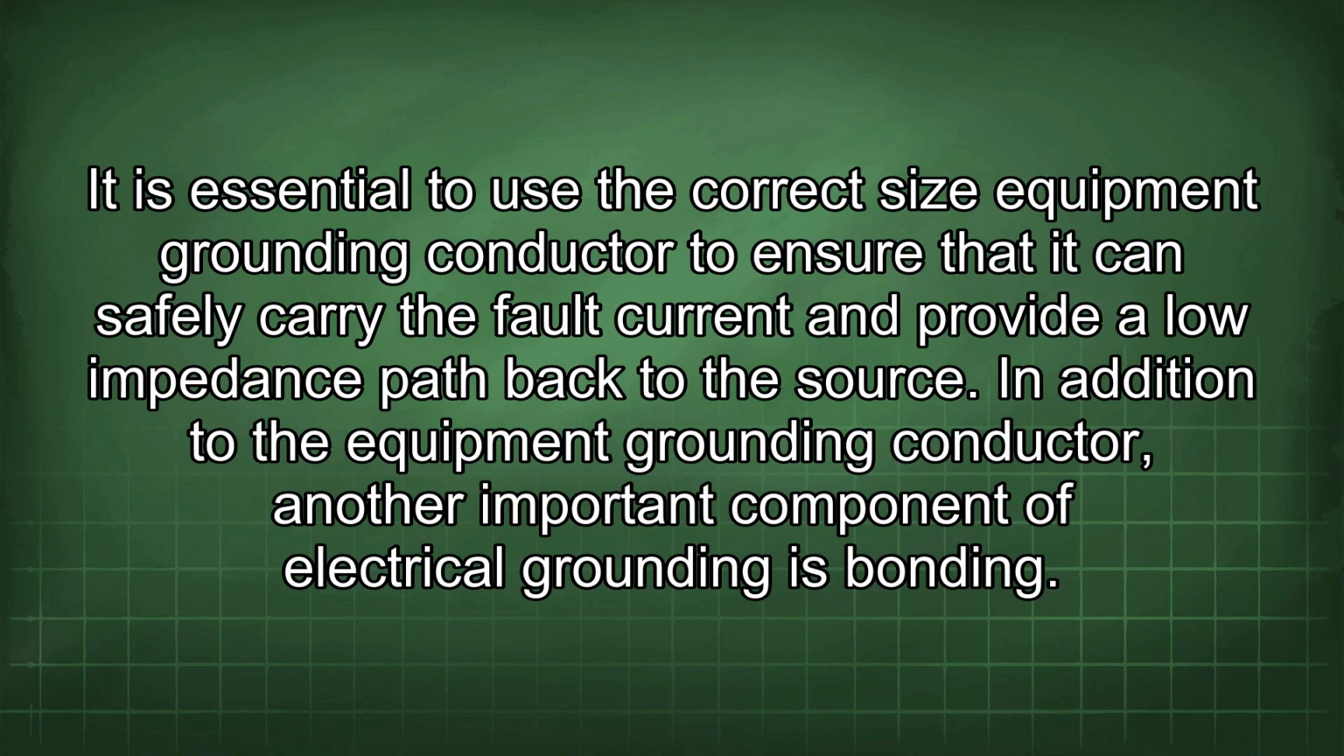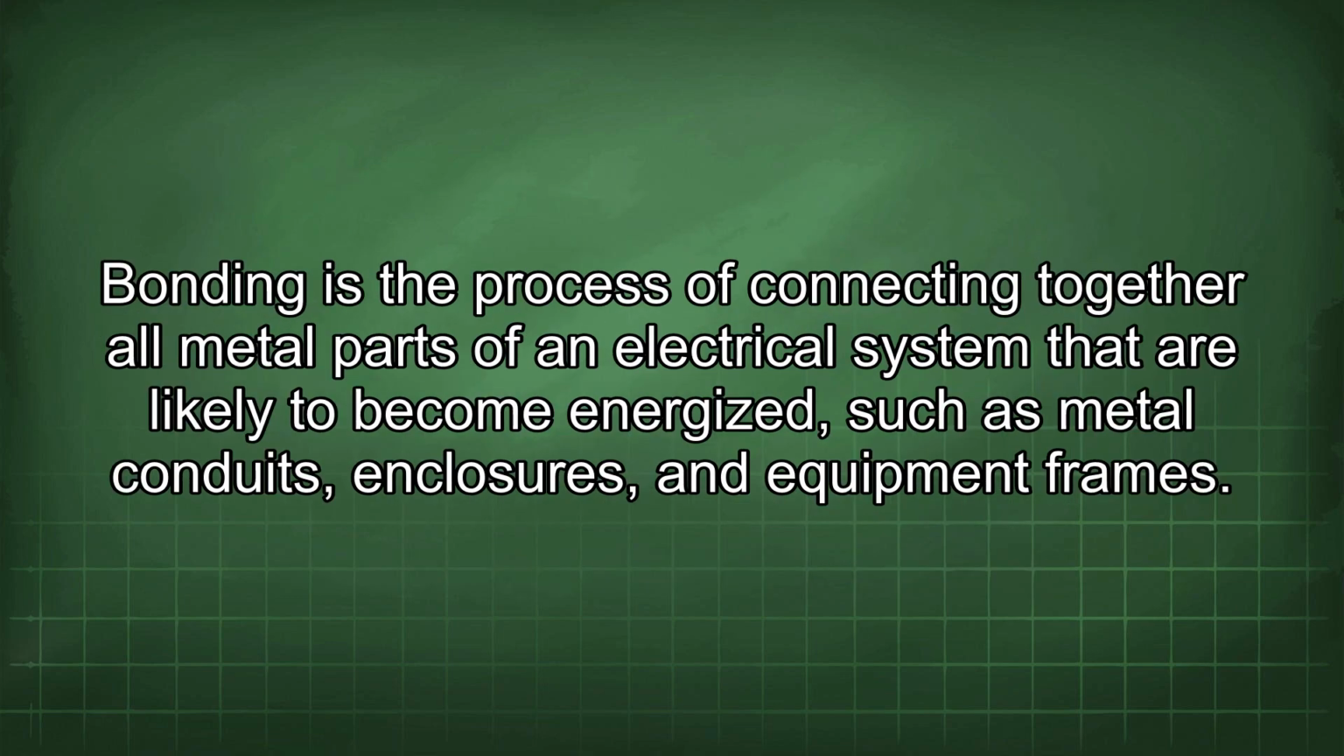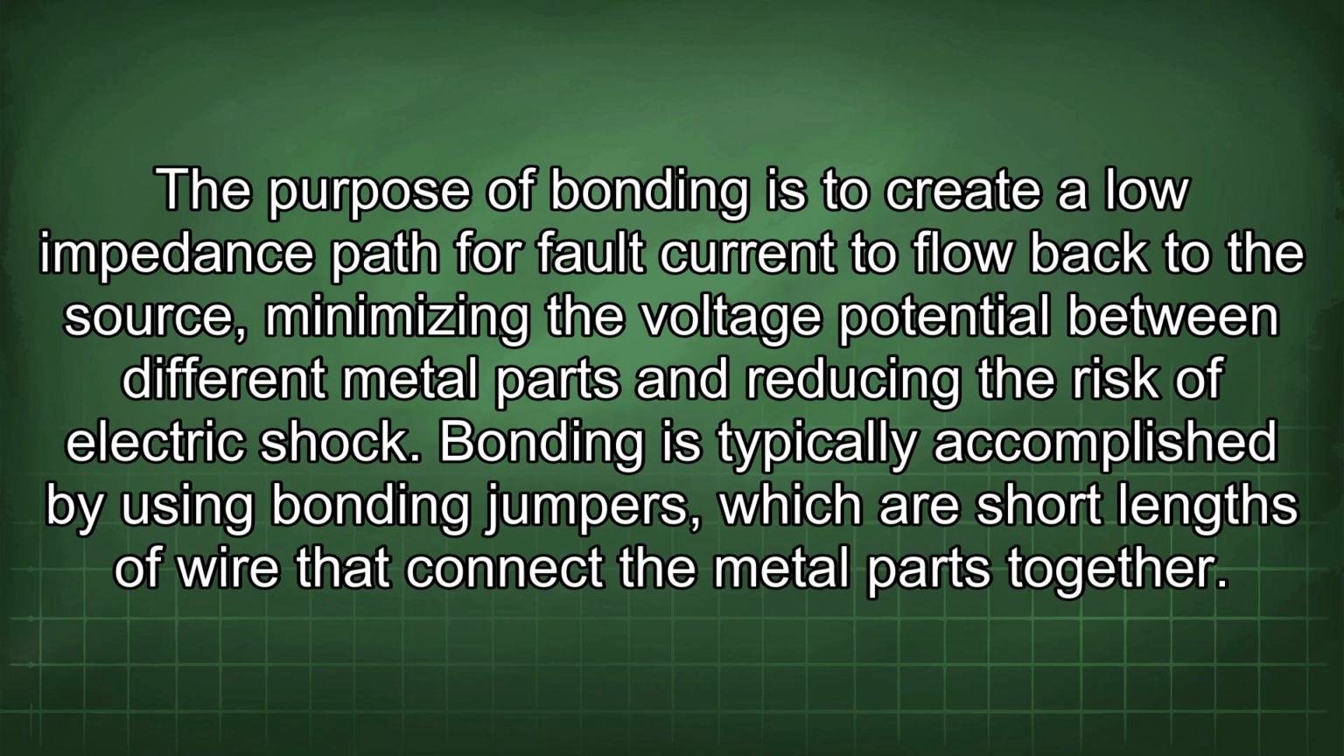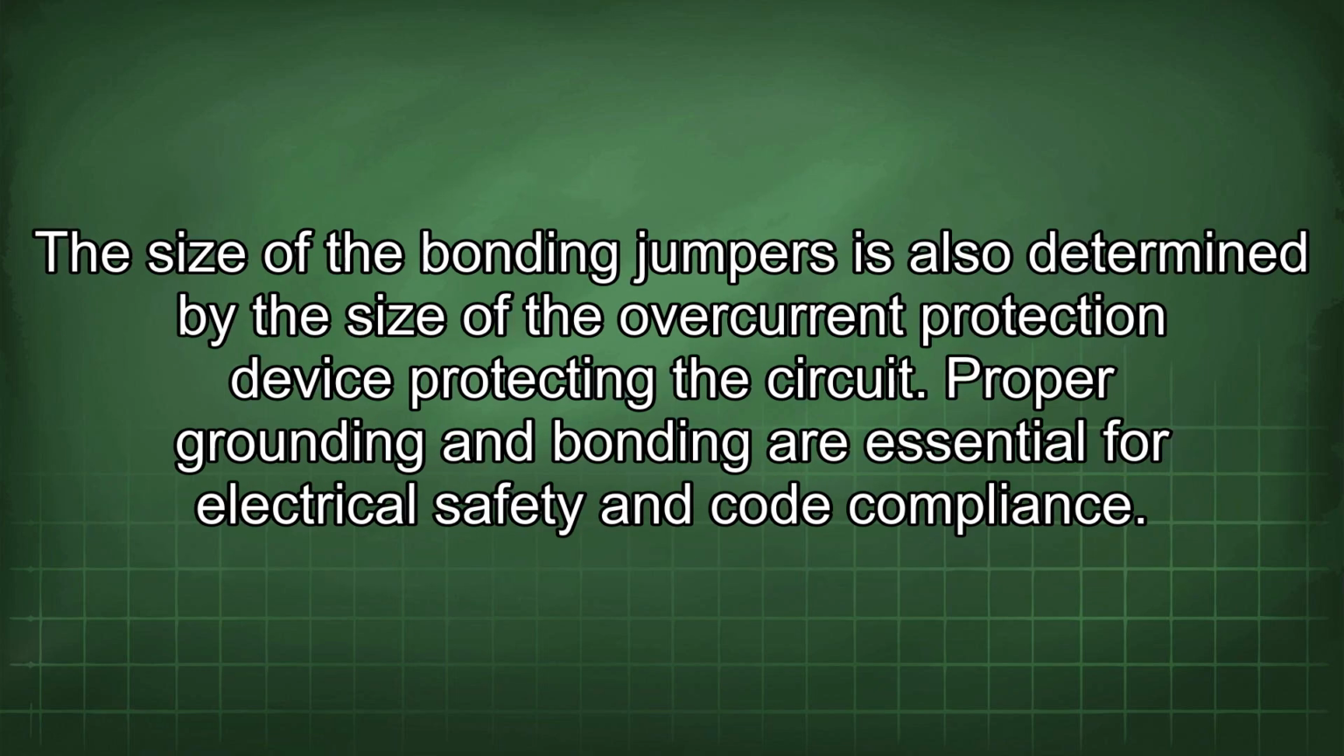In addition to the equipment grounding conductor, another important component of electrical grounding is bonding. Bonding is the process of connecting together all metal parts of an electrical system that are likely to become energized, such as metal conduits, enclosures, and equipment frames. The purpose of bonding is to create a low impedance path for fault current to flow back to the source, minimizing the voltage potential between different metal parts and reducing the risk of electric shock. Bonding is typically accomplished by using bonding jumpers, which are short lengths of wire that connect the metal parts together. The size of the bonding jumpers is also determined by the size of the overcurrent protection device protecting the circuit.